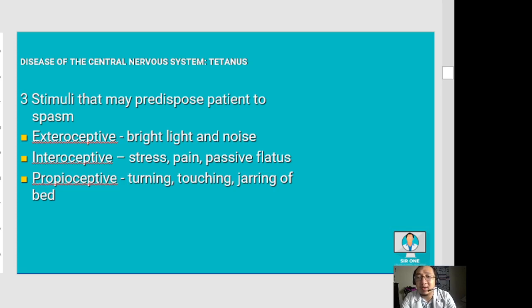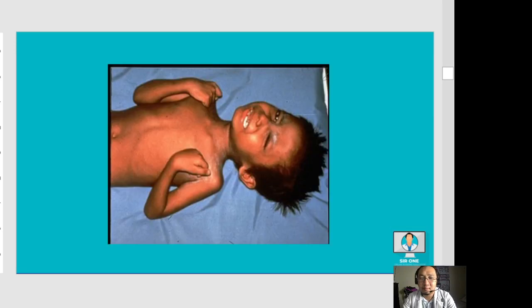When you say proprioceptive, as much as possible, limit or avoid turning, touching the patient, and jarring of the bed, okay. When you suddenly bump into the bed or the foot of the bed, you jar it, so prevent that from happening.